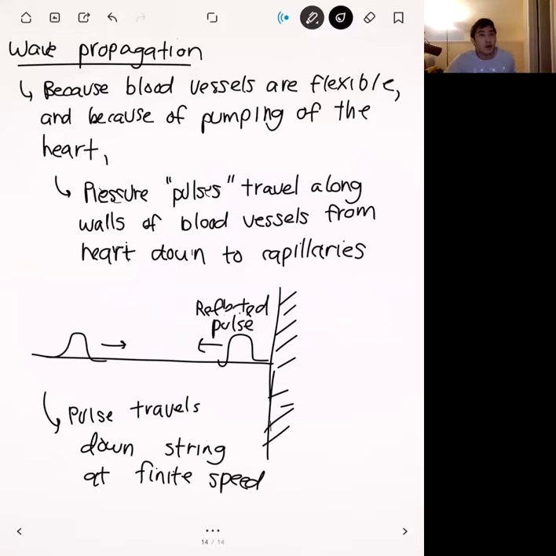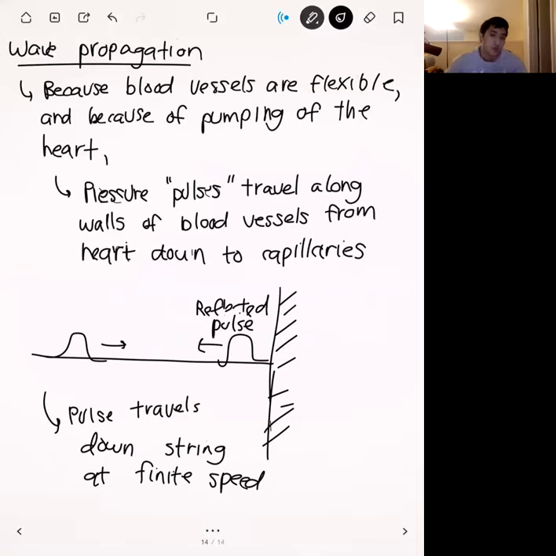Okay. And so that's the reflected pulse. Okay. All right. And then as this reflected pulse comes back, it's going to interact with the next incoming wave. So let's say that we're constantly sending pulses along the string, and so we have this kind of interaction between the forward-going waves and the backward-going waves.